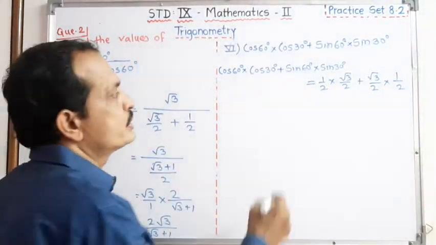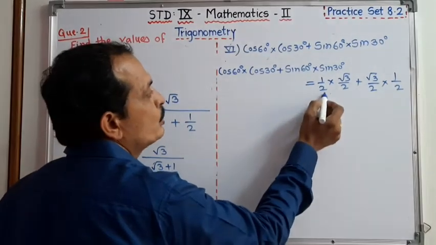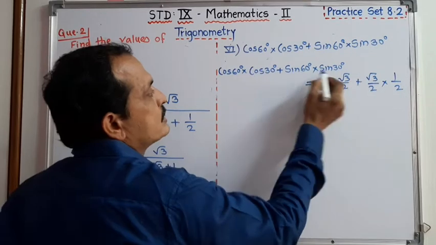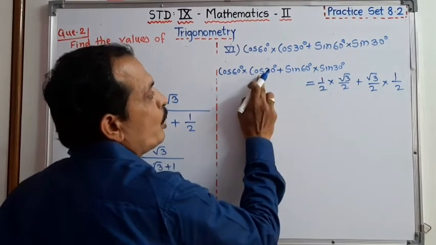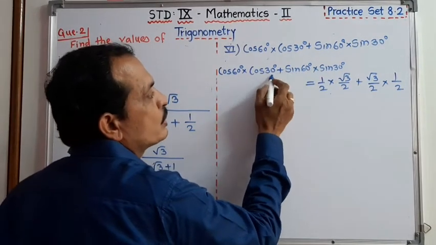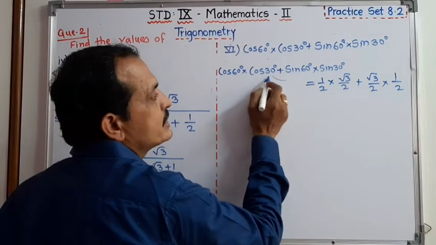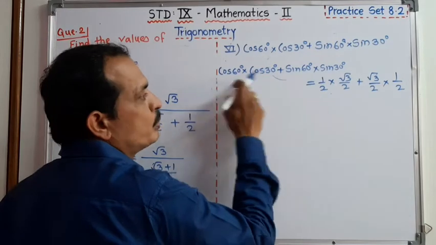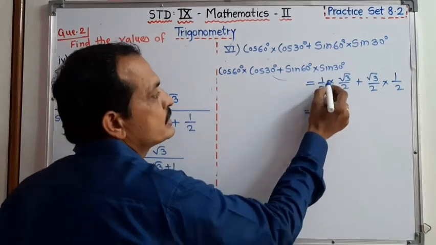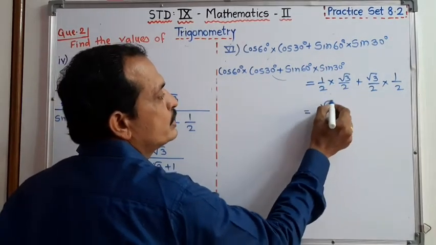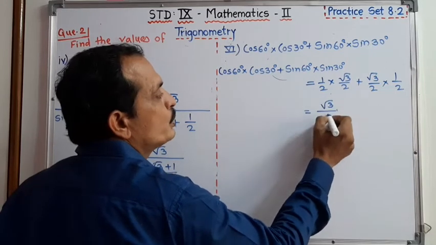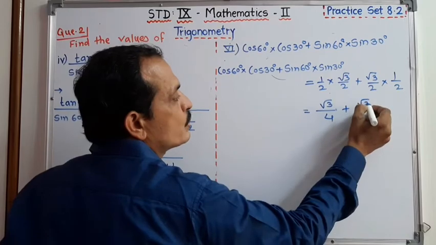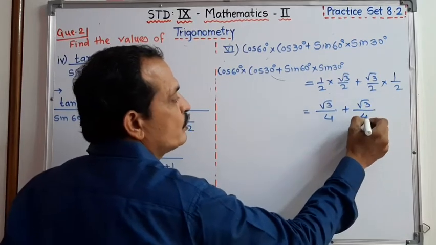Got it? See dear student, cos 60 is 1 upon 2, cos 30 is root 3 upon 2 plus sine 60. See dear student, cos 30 and sine 60, these are the complementary angles between cos and sine, both values are same. Cos 60 and sine 30, both values are same. Now dear student, see 1 into root 3, it is root 3, and 2 into 2, it is 4, plus root 3 into 1, it is root 3 upon 2 2s are 4.